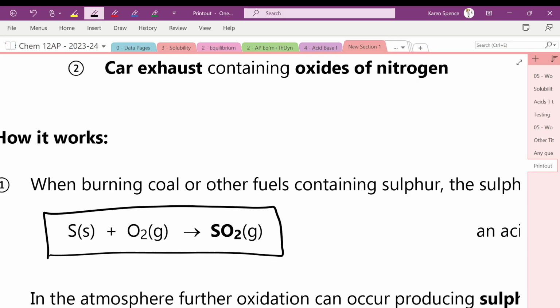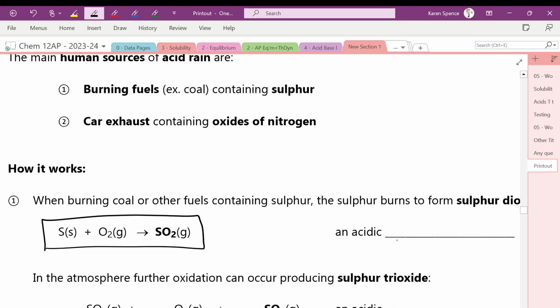Now, would you be able to write a reaction for SO2 reacting with water? I hope so. We just did a whole bunch of them. This thing is an acidic what? SO2 is an acidic what? Anhydride. See, we're practicing writing the word, so it seems less foreign.